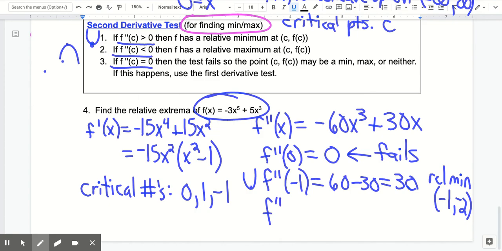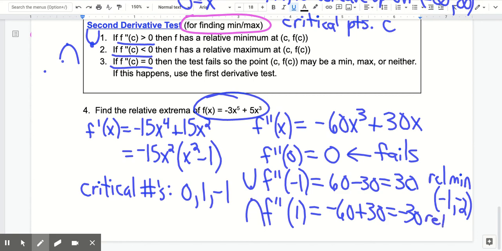All right. If we plug in the next one, 1, we get negative 60 plus 30, which is a negative number. So since the second derivative is negative, that means it's concave down there. So 1 has to be a relative maximum. I don't know if I have enough room to write this. So we have a relative max at 1, 2. Again, I got the y value just from plugging back in.